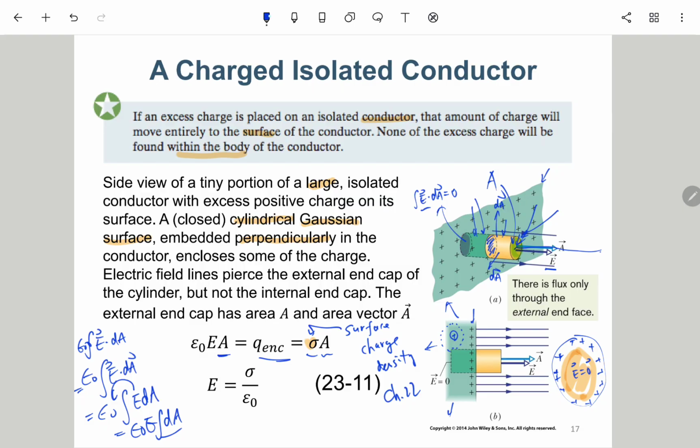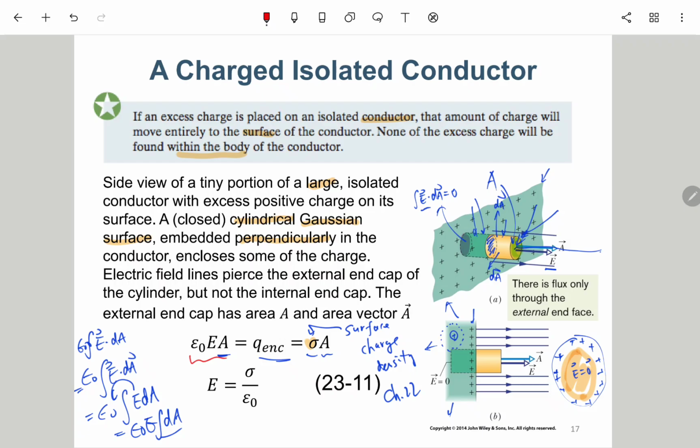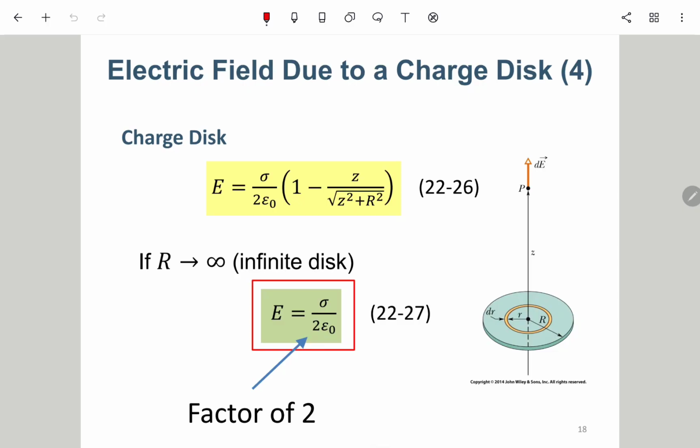We can see that from the leftmost part and the rightmost part, we have A and A cancelled. So we can move epsilon naught to the right side. We have E equals sigma over epsilon naught, which is quite similar. Do you still remember this one, when we calculated the E field generated by the disk? Of course, this disk is not infinitely large.